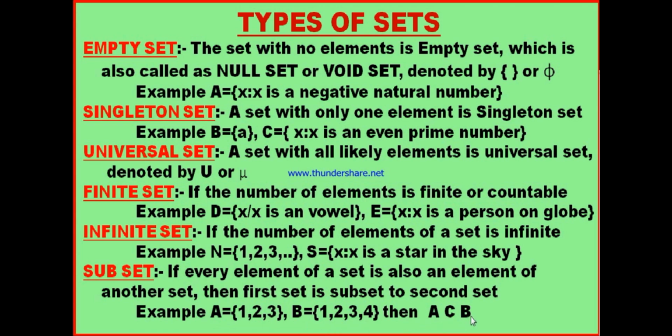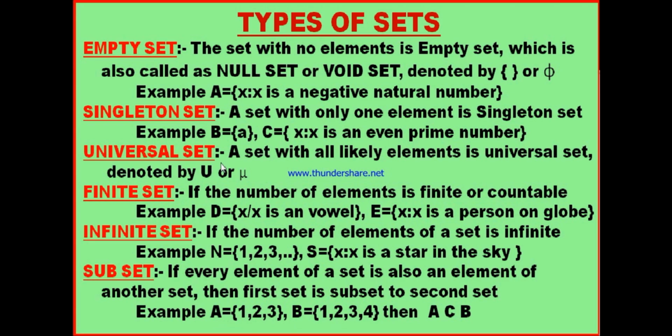You can represent it like this. In set A, 1, 2, 3 are the elements, and in set B, 1, 2, 3 and 4 are the elements. Every element of A is also present in B. In such a case, you can say that the first set is a subset of the second set.